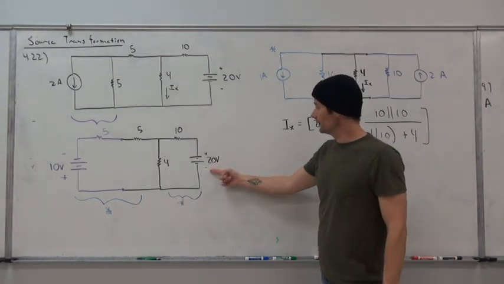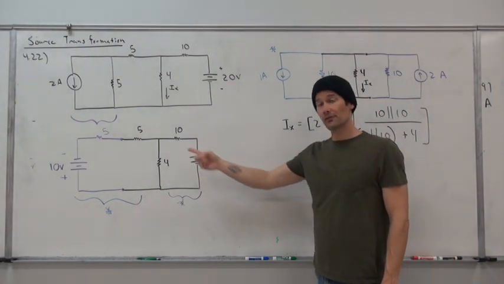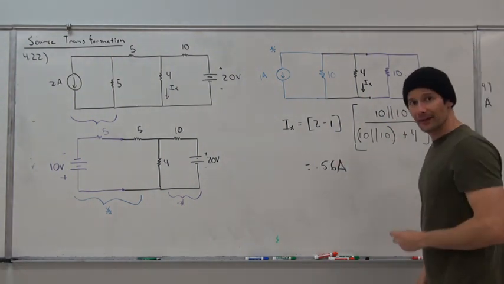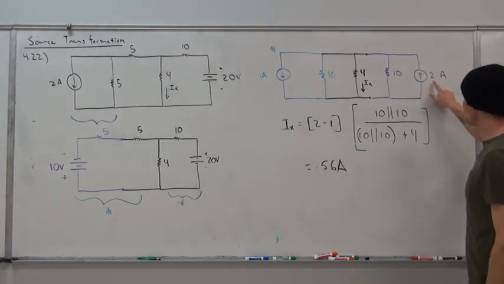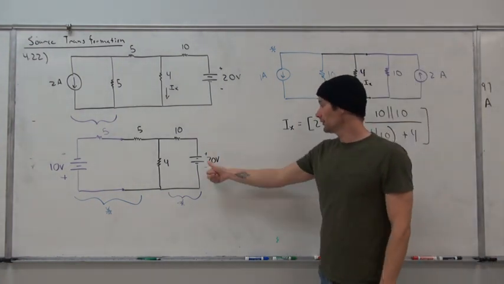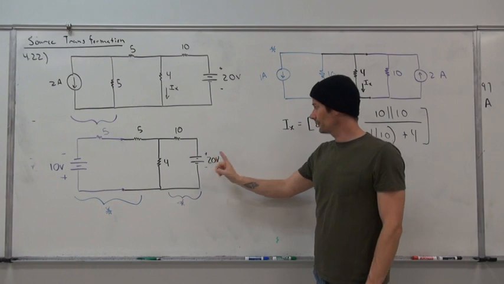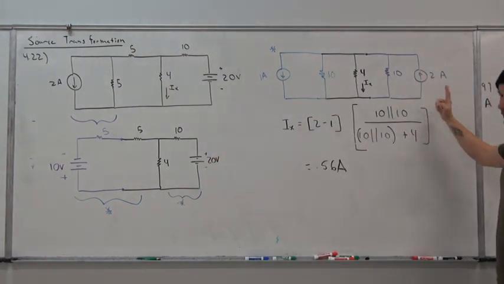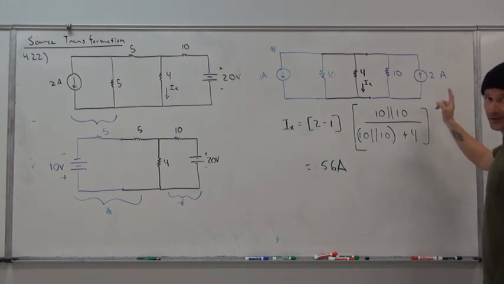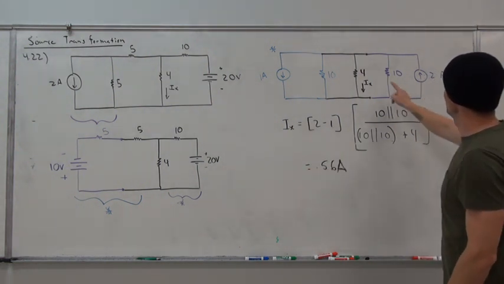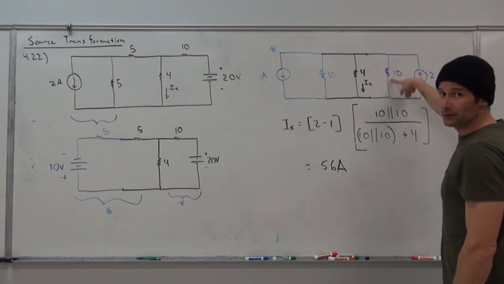Over here with the 20 volt source in series with the 10 ohm resistor, all we have to do is take 20 volts, divide that by 10 ohms. That gives us 2 amps. The current source is pointing upwards because here the positive terminal of that voltage source is up. So we want to make sure the current source is oriented upwards. Now we take the 10 ohm resistor and we put that in parallel with a current source.